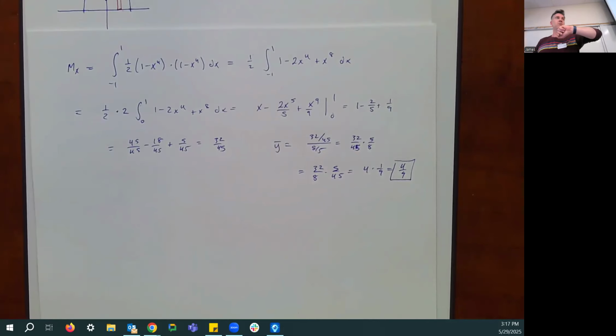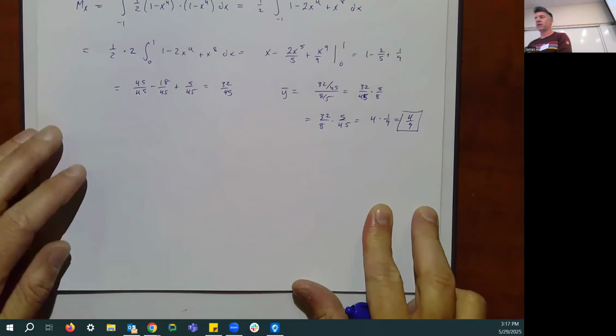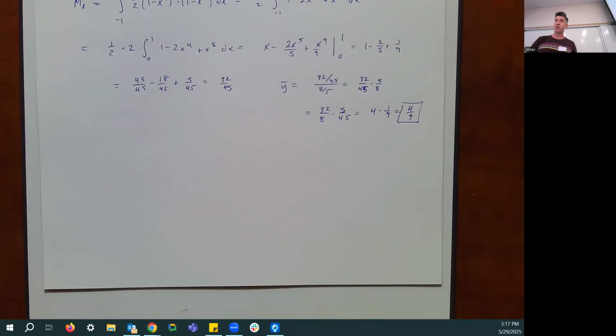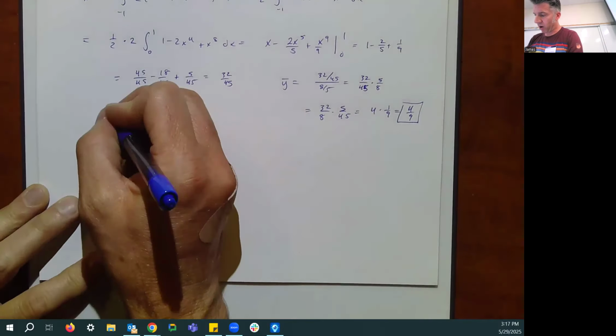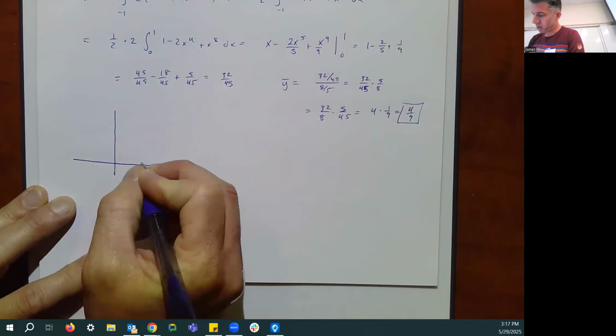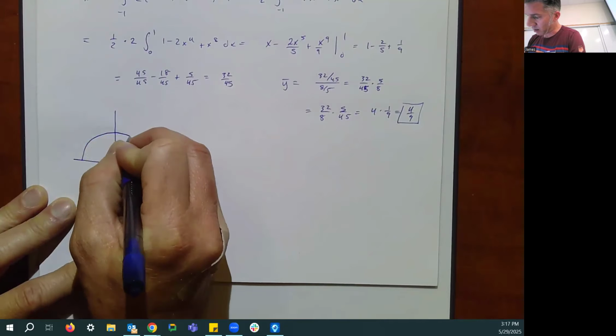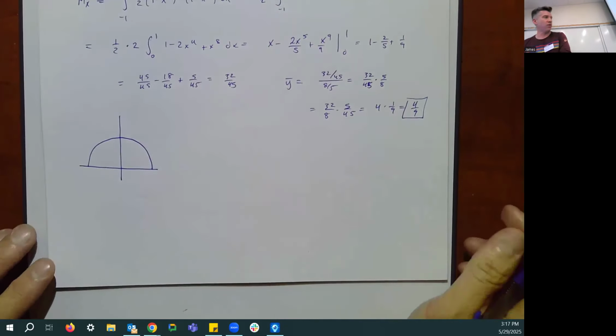Alternatively, if you had wanted to, you could have done this one totally differently. Here's what I mean. So usually we think of things in terms of x as far as center of mass goes, as far as finding a moment, but we could have also done this one in terms of y. So I'm going to draw my function again. And I know that doesn't look perfect, but fine.